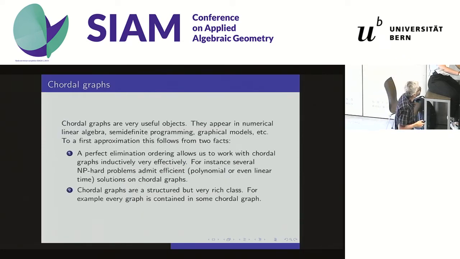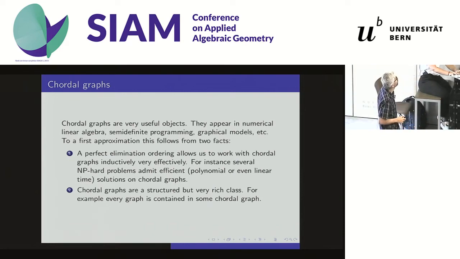Now, chordal graphs are extremely useful objects. They appear in numerical linear algebra, semidefinite programming, graphical models, and many other areas. And in my view, to first approximation, this is a consequence of two facts. First, a perfect elimination ordering, an ordering just like the one I described in the previous slide, allows us to work with chordal graphs inductively very effectively. So you can always think that chordal graphs are built by adding vertices one at a time with this perfect elimination property, and this allows you to prove statements about chordal graphs inductively very well.